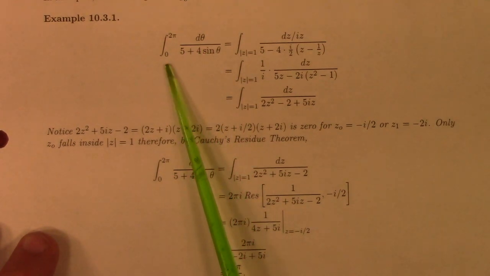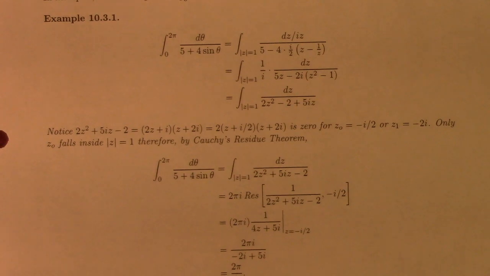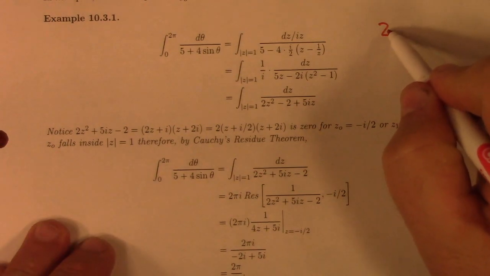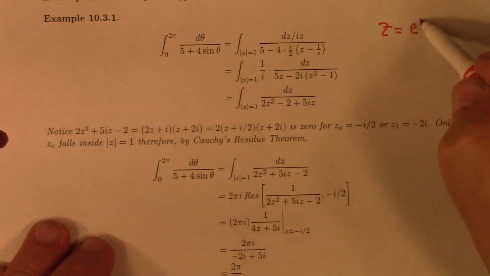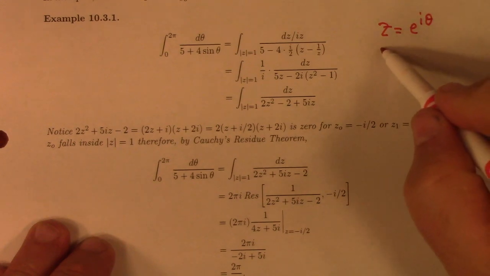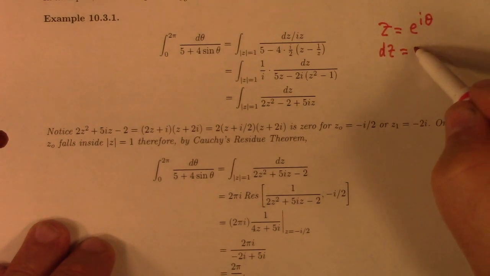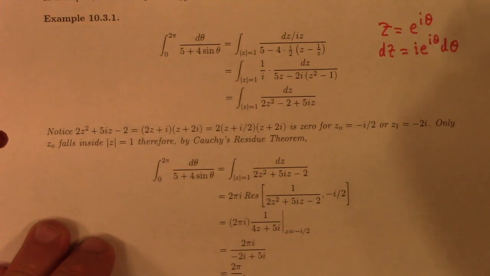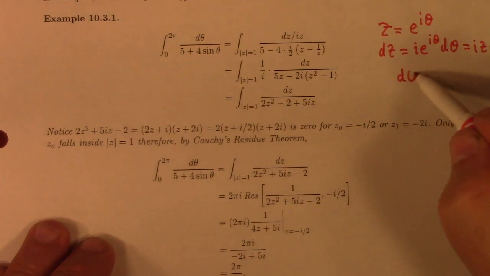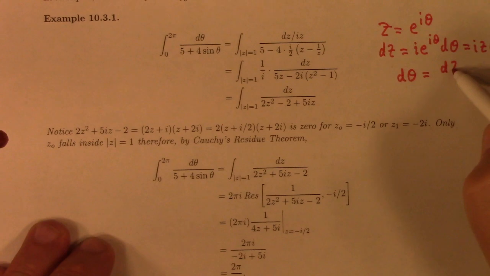So you're the drill at this point. We do what? We do z equals e to the i theta. So then dz is i e to the i theta d theta, which is of course iz d theta. So d theta actually is dz over iz.